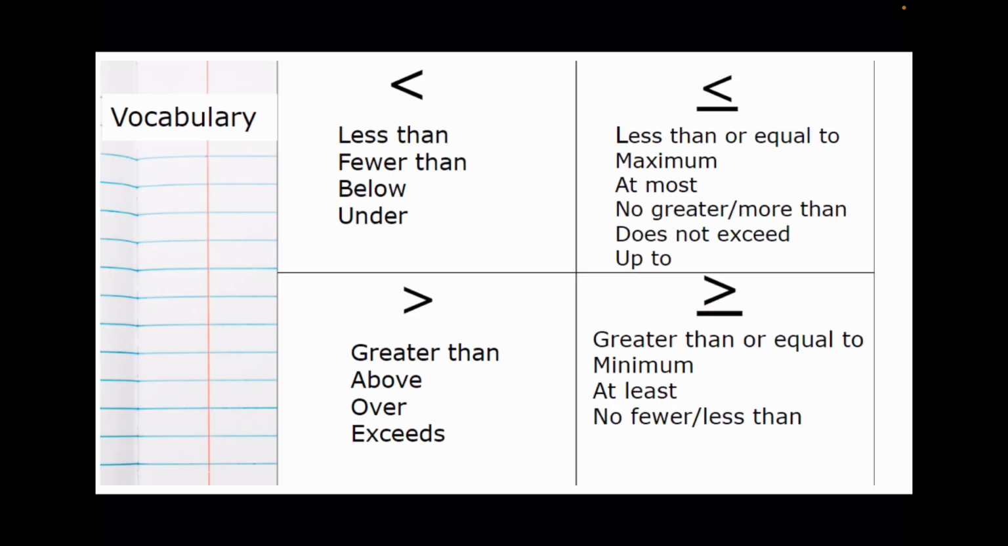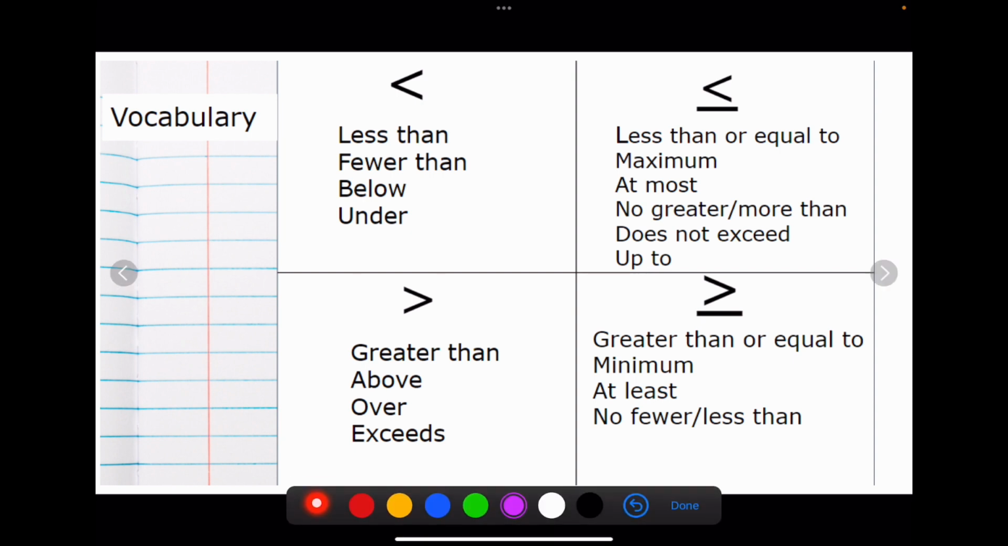So let's go ahead and get started with taking our notes. Since this is word problems, vocabulary is extremely important. What I need you guys to do is to go ahead and write these words down underneath the correct symbols given to you on the screen. All of these words mean less than or equal to, greater than, or greater than or equal to.